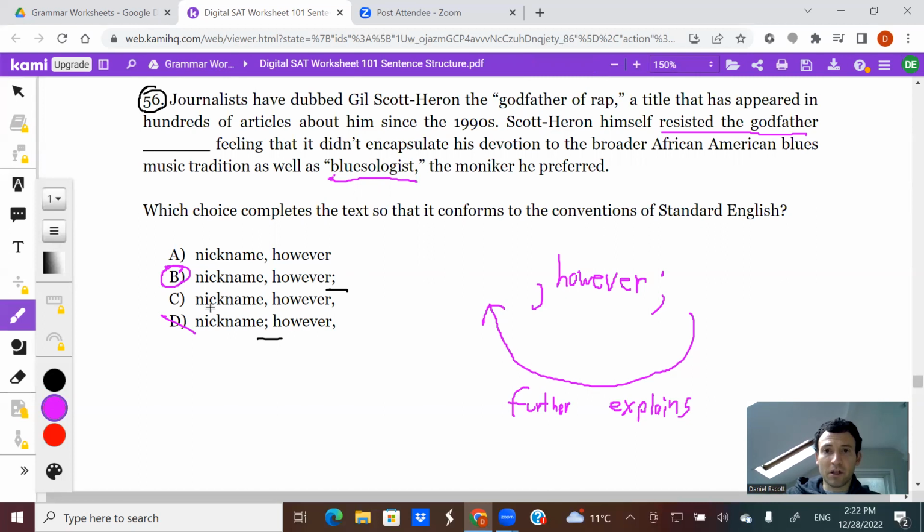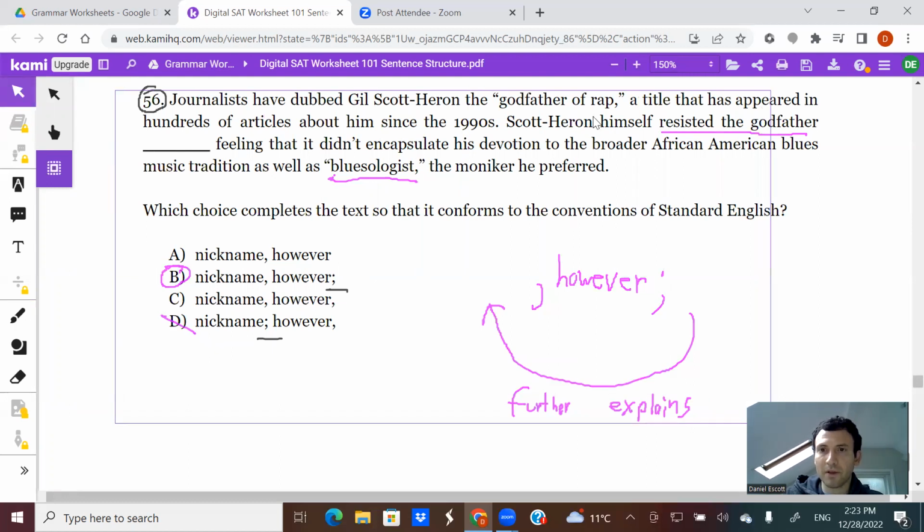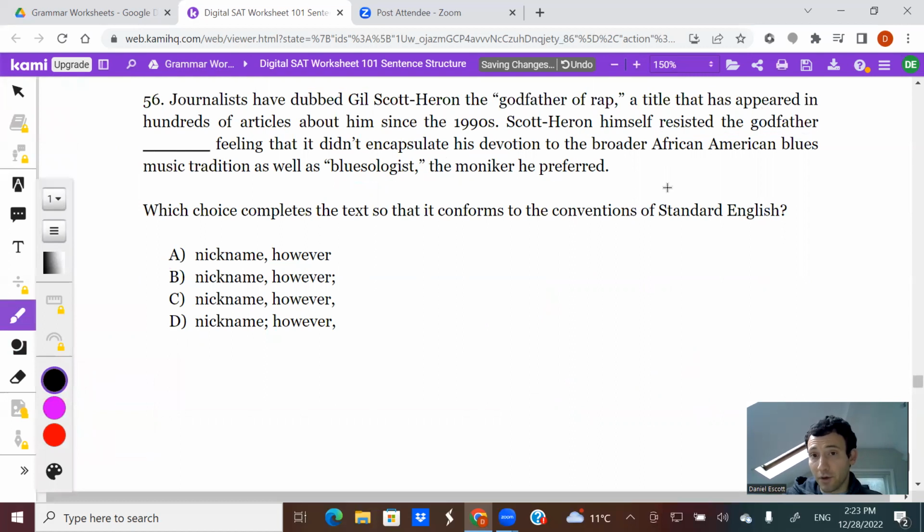It's not A or C because we have an independent clause on both sides. Scott-Heron himself resisted the nickname. He resisted the nickname. Oh, hold on. I am sorry. I'm wrong on this. I'm wrong. Ooh, I shouldn't have picked this problem. Rewind. We do not have two independent clauses.